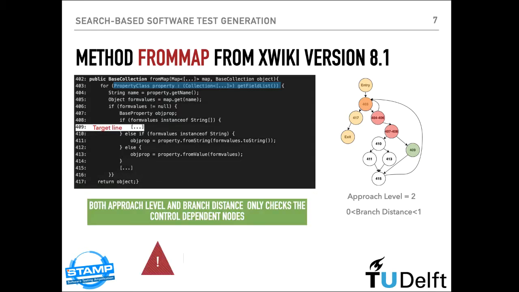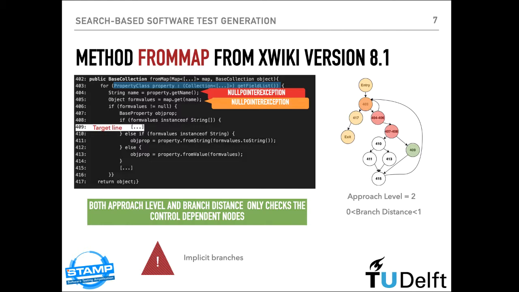But something is missing here, implicit branches. Assume that we have a test case that its execution leads to a null pointer exception in line 404. So the execution is stopped in this node and it cannot reach the target line. But we don't have any indication from the control-dependent nodes. Now, assume that we generate another test that throws a null pointer exception in the next line. Clearly, the second test case is closer to covering the target line. However, since approach level and branch distance do not consider implicit branches, the distance of these two test cases from the target node is the same according to these two heuristics.